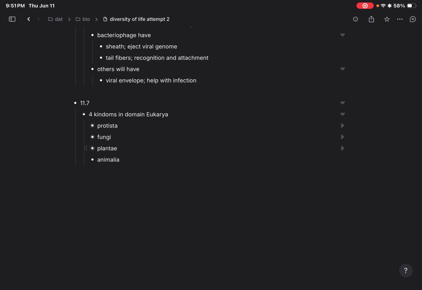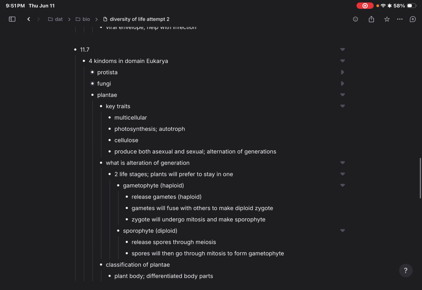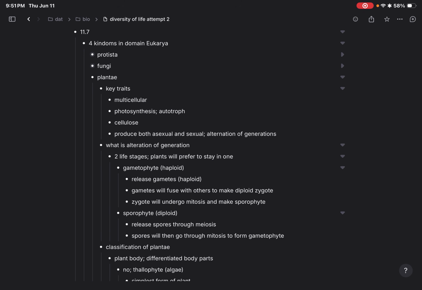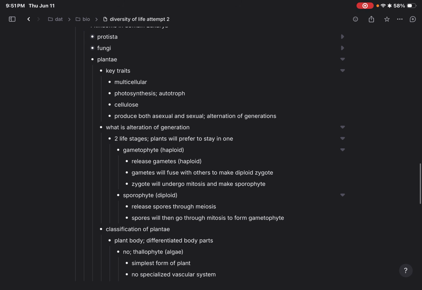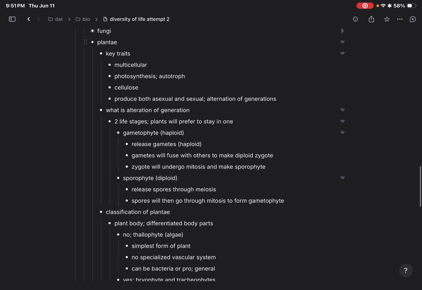Now going on to plantae. So the key traits of plantae, as you can imagine, they're photosynthetic. They have cellulose in their cell walls. They're multicellular, and they do asexual and sexual reproduction through a specific means of alternation of generations.